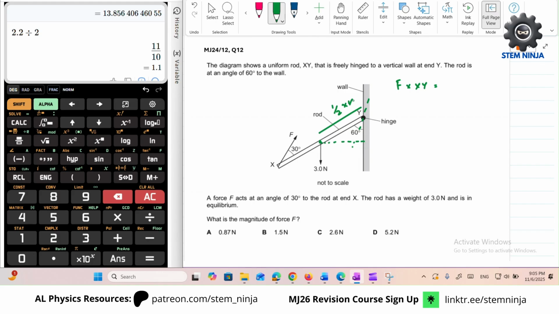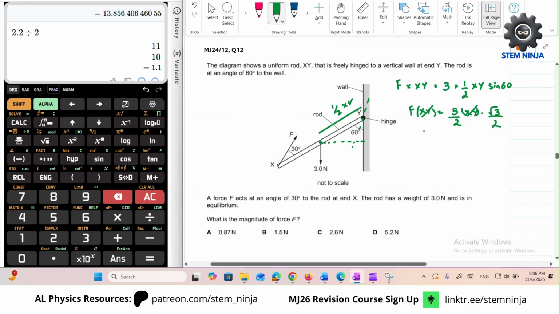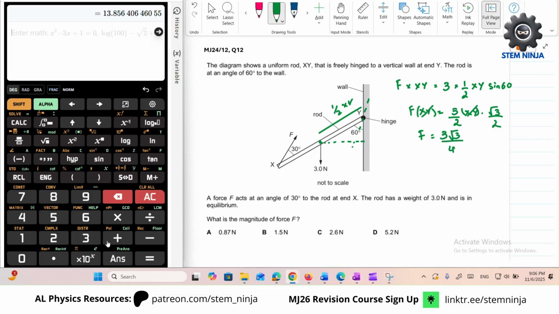So this is half of xy sine of 60. Okay, so 3 times half of xy and sine of 60. Sine of 60 is root 3 over 2. 3 over 2 xy root 3 over 2. This is your F. The xy gets cancelled, so you are left with 3 root 3 over 4. So 0.75 times root 3, you have 1.29.